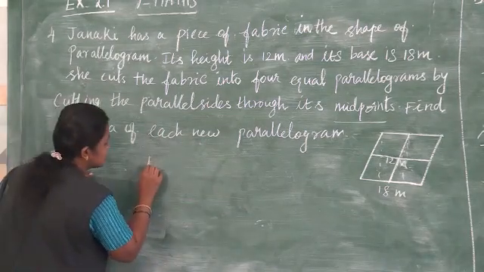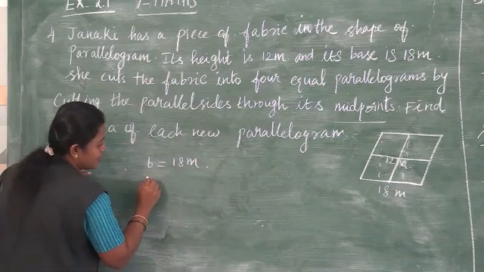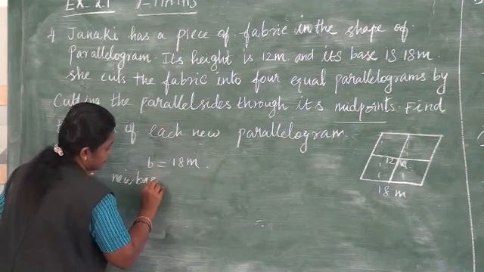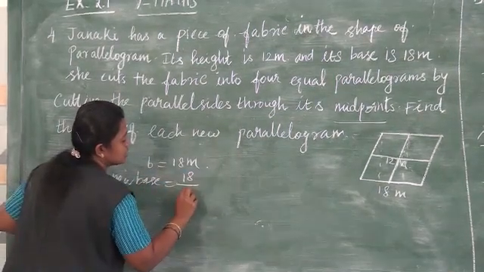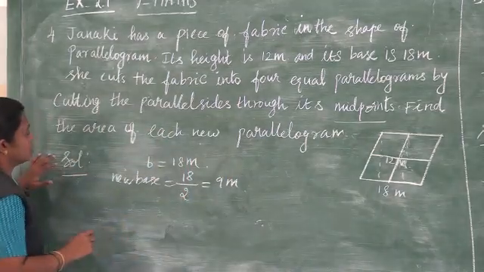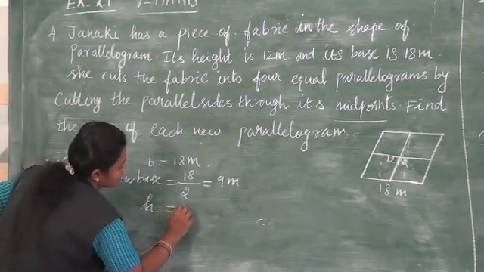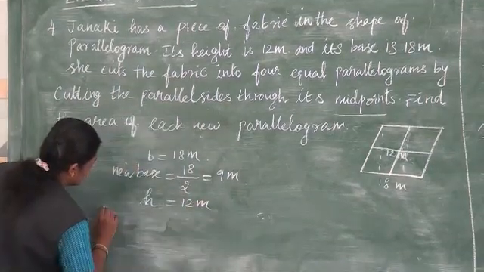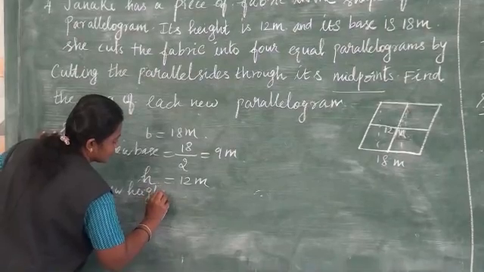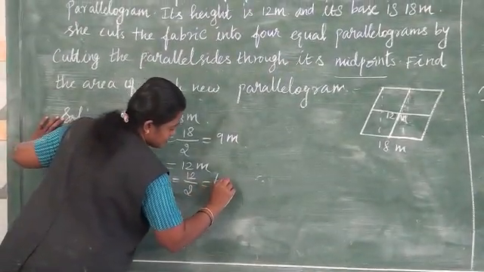So what base is given to us? 18 meter. So what is the new base? New base equal to 18 by 2, that is equal to 9 meter. What height is given to us? 12 meter. So what is the new height? New height equal to 12 by 2, 6 meter.